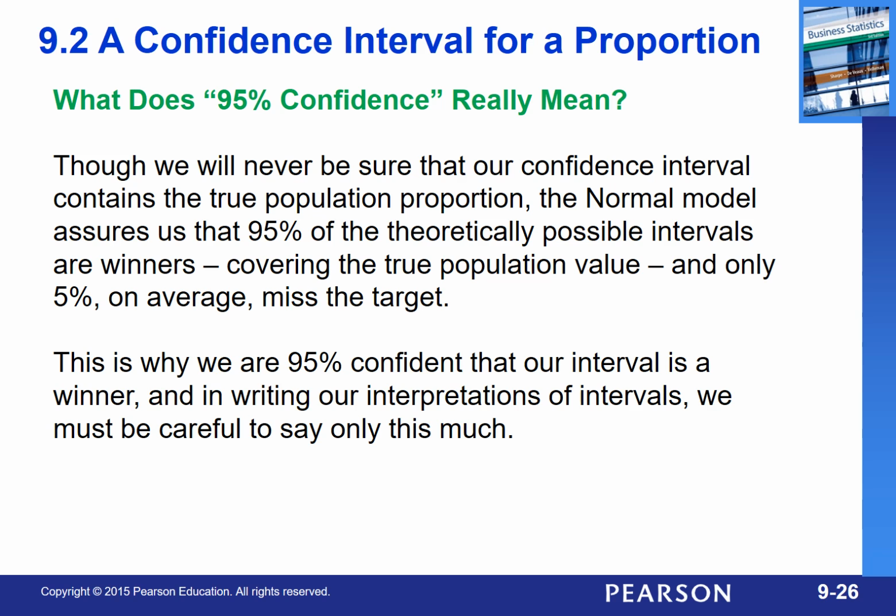So, although we'll never be sure our confidence interval really contains the true proportion, the normal model assures us that about 95% of the theoretical possible intervals are winners. So about 95% of the time you got this. So the true proportion is somewhere in there. That's why you have a range of values. This is why we're 95% confident that our interval is the winner. And we want to make sure we emphasize that in our interpretation and not miss it, because you've got to be careful. You don't want to say more than you actually can.